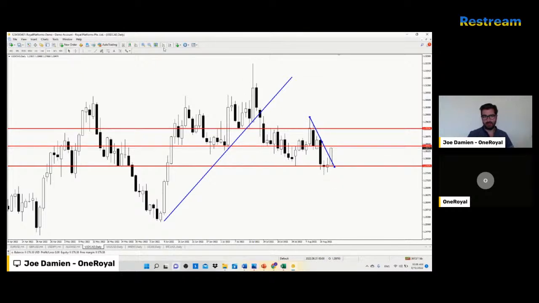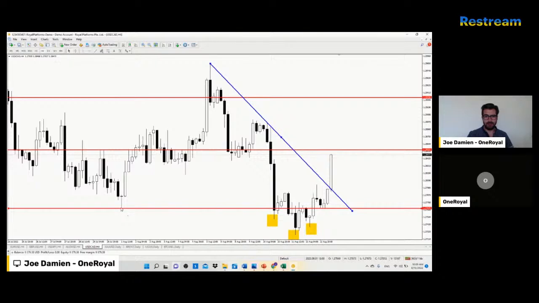So impulse, correction, impulse, correction, impulse. However, the market found a lot of buyers here. Okay, this is the support made of this, and this. 3 points. You can see it on the lower time frame. This point, 1, 2, 3 here. Okay, we have an inverse head and shoulders. Inverse head and shoulders. You can see it.